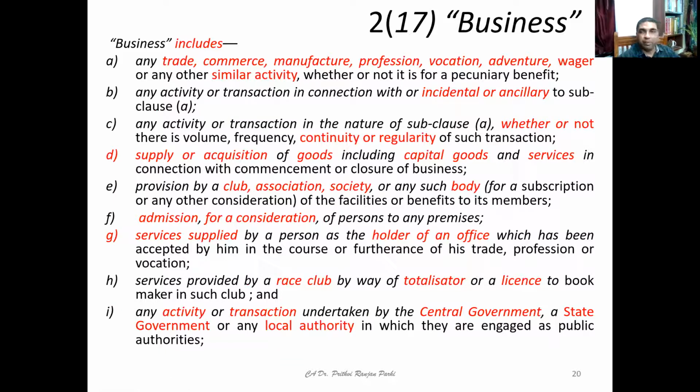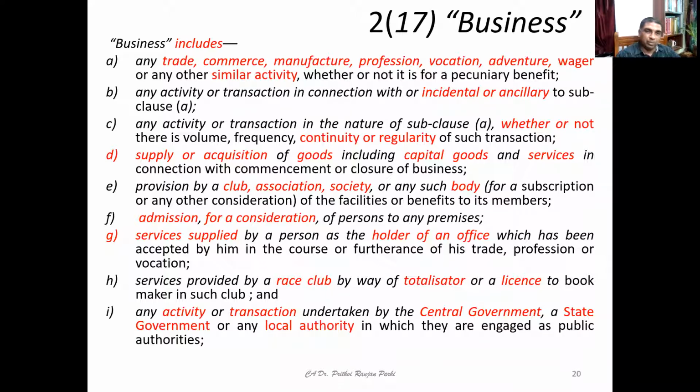Next term, which is important for us, is the business. Business we have discussed thoroughly earlier, inclusive definition. So quickly you can have a look at this definition. It includes trade, commerce, manufacture, profession, adventure, wager or similar activity. Okay, activities incidental or ancillary to that clause. Okay, whether it is carried out continuously or not. Supply or acquisition of goods, including capital goods. So all these activities are in fact businesses.